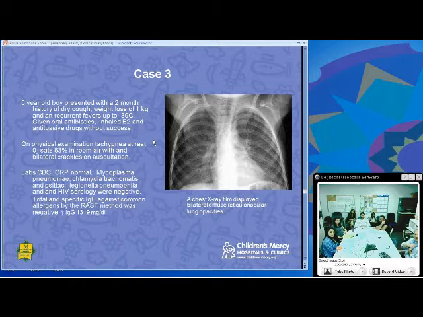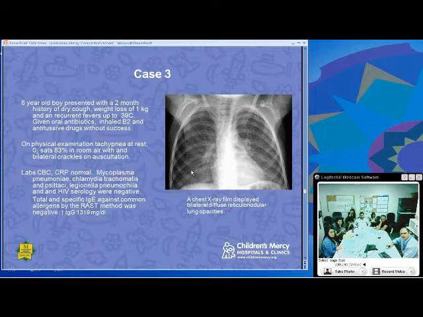He had a chest X-ray done, and on the chest X-ray you can see diffuse nodular infiltrates everywhere in the lung. Everywhere you see all of that haziness, very reticular, very interstitial. You don't see much air trapping or hyperinflation. The kid had a CBC and CRP that were within normal limits, and an infectious disease workup that was also completely normal. He had total and specific IgE against the common allergens by RAST, and it was all negative, and it was noticed that his IgG was a little elevated.